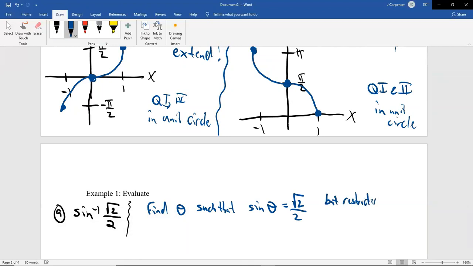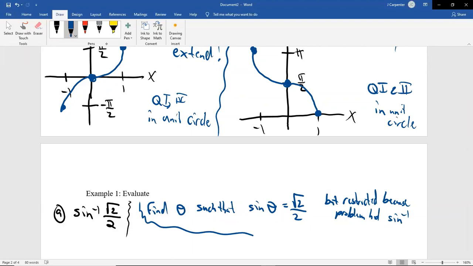Restricted, because the problem had an inverse trig function.